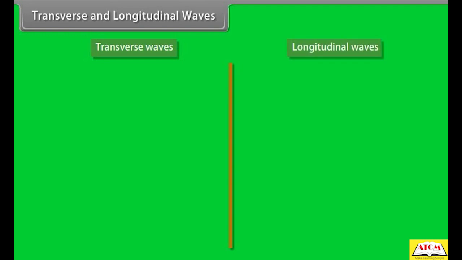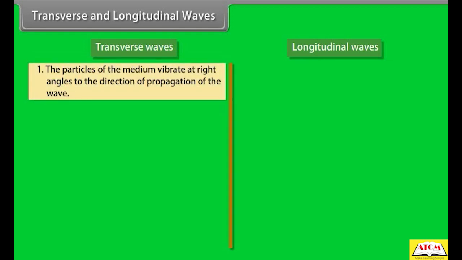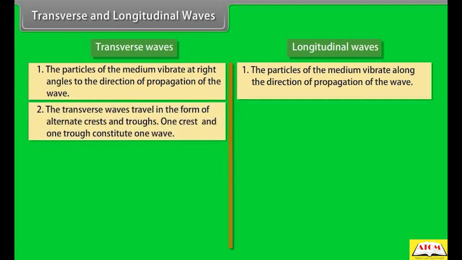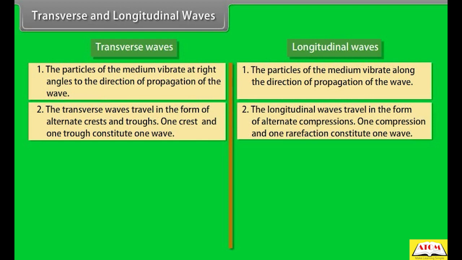Transverse and longitudinal waves. Let's make the difference between transverse waves and longitudinal waves. Number 1. In transverse waves, the particles of the medium vibrate at right angles to the direction of propagation of the wave, whereas in longitudinal waves, the particles of the medium vibrate along the direction of propagation of the wave. Number 2. The transverse waves travel in the form of alternate crests and troughs. One crest and one trough constitute one wave, whereas the longitudinal waves travel in the form of alternate compressions and rarefactions. One compression and one rarefaction constitute one wave.